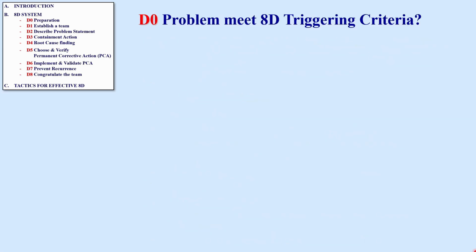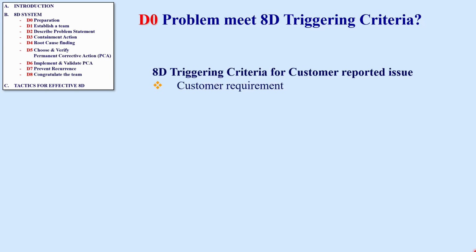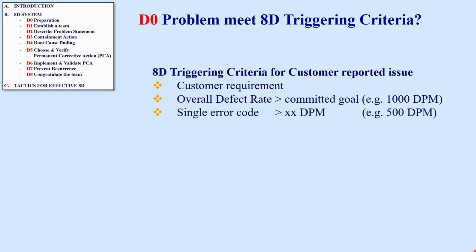While for issues triggered externally, generally the customer will spell out clearly if they need an 8D report from you. For automotive customers, they might request an 8D report for every single failure. Sometimes we might have a mutual agreement with the customer that whenever the overall defect rate is more than a certain committed goal, such as 1000 dpm, then we need to provide an 8D report. Similarly, for the case when the reject rate for a single error code is more than a certain dpm, say 500 dpm.